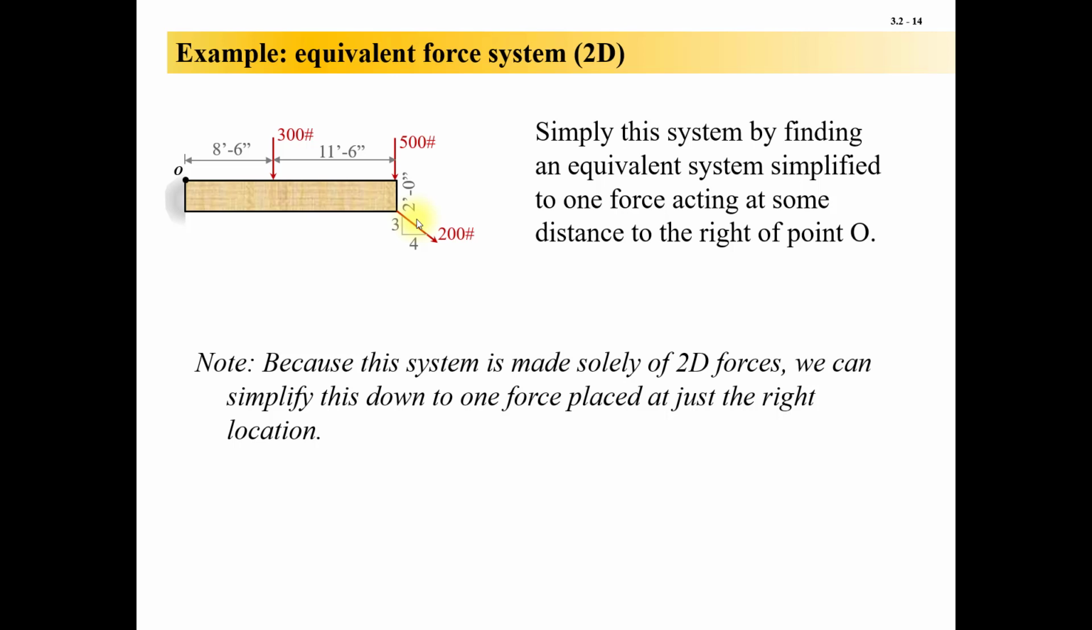And what we want to do is simplify this down into one vector. We don't want to draw 3 of them. We want to draw 1. And since this is a 2D system, this fits that second definition of when you can do this, right? When all the forces are coplanar.